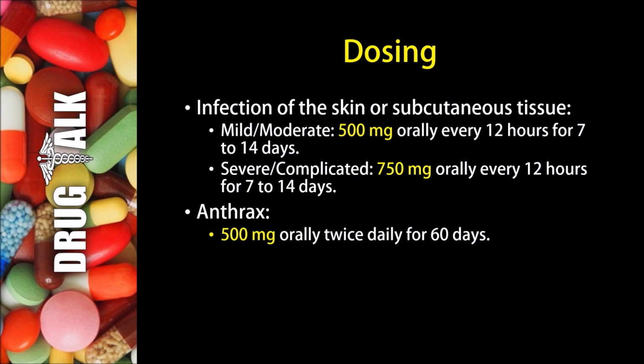Now, what about dosing with ciprofloxacin? So two examples here. One, in the treatment of infection of the skin or subcutaneous tissue. If it was mild or moderate, a patient may use 500 milligrams orally every 12 hours for 7 to 14 days. If the infection was severe or complicated, however, they may use 750 milligrams orally every 12 hours for 7 to 14 days. If a patient was treating anthrax, they may use 500 milligrams orally twice daily for 60 days.